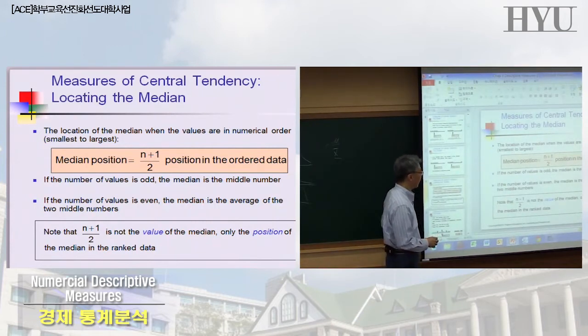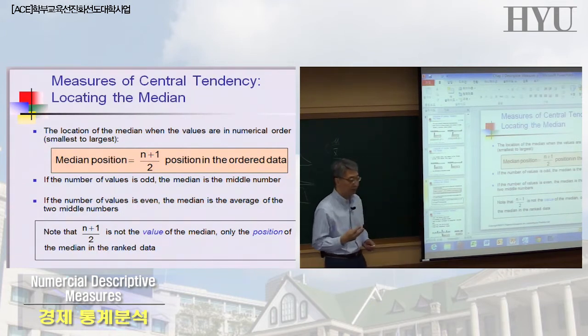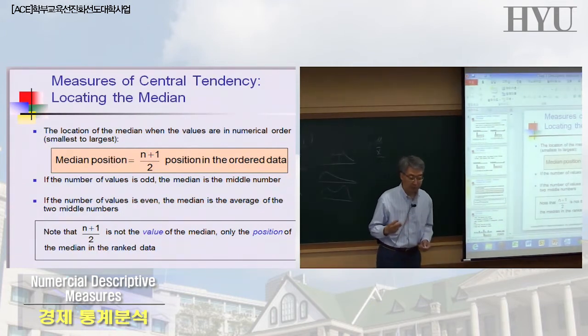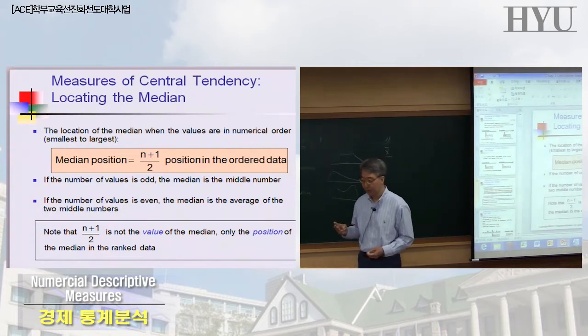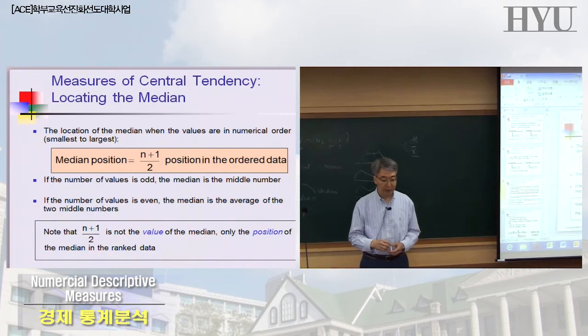We have to come up with the median position. Median position is n plus 1 divided by 2. N is, of course, number of observations. So if you have 5 observations, 5 plus 1 divided by 2, which is 3, right? That's how we found the position of the median number in the previous slide. So what if we had 6 numbers?